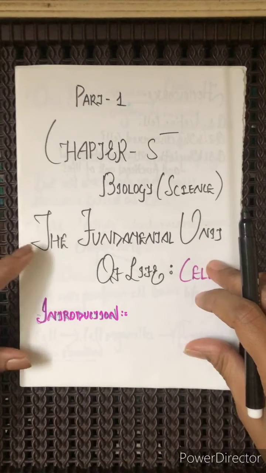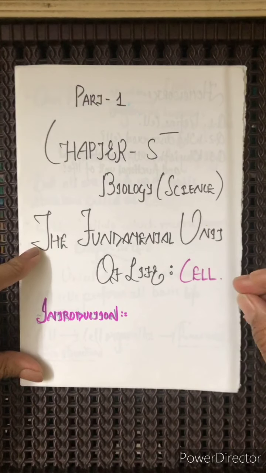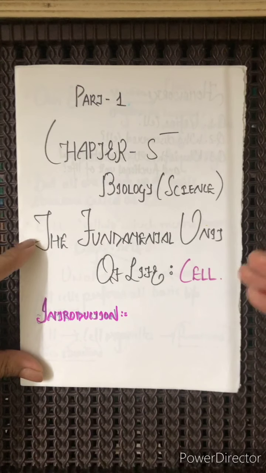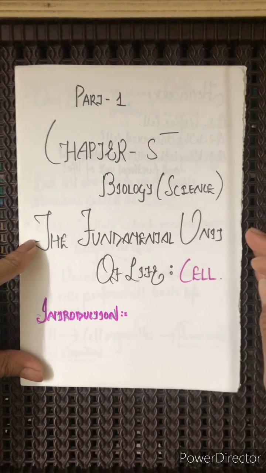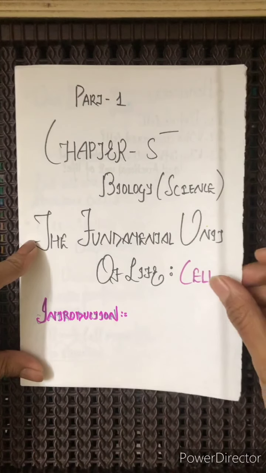So in this part 1 we shall be understanding the basic ideas, that is what is a cell, what are the types of cell, what are the numbers of cells in different organisms, then what are the shapes of different cells, and then in the next part we will move to the details. So starting off with the introductory part.